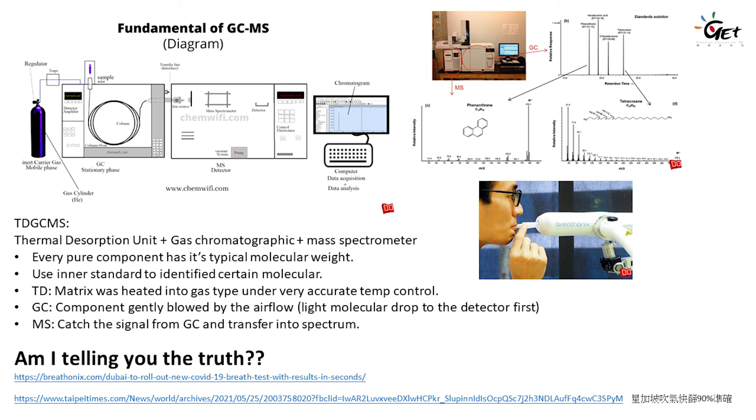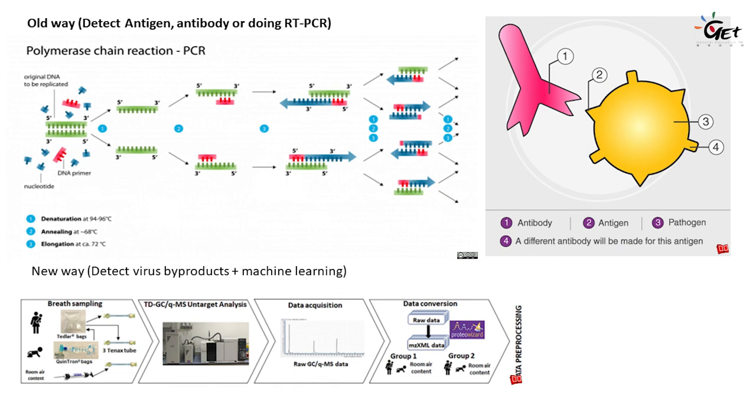I'm telling the truth. Using TD, GC, and MOS combined together, we can detect COVID-19 right now. This is the newest research result. The traditional way we detect it is RT-PCR. RT-PCR is a very scientific way to do the same thing, but the idea is very easy. Here is a protein.